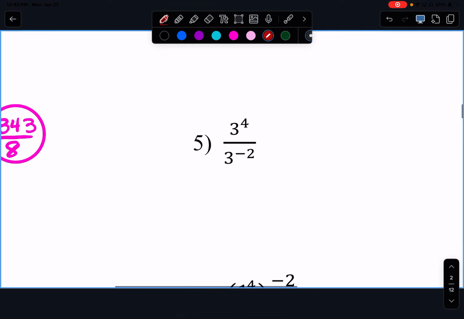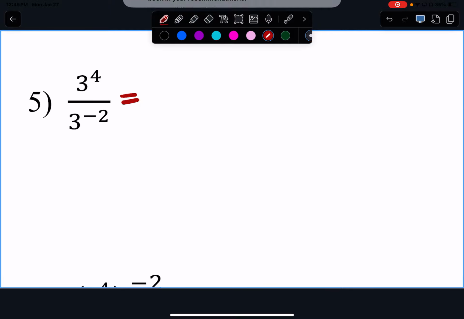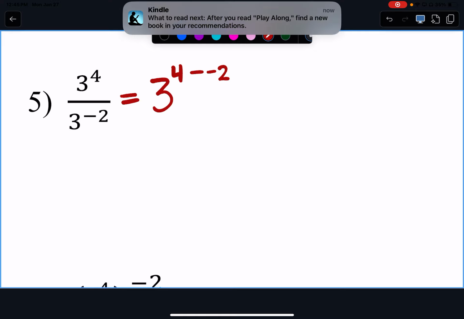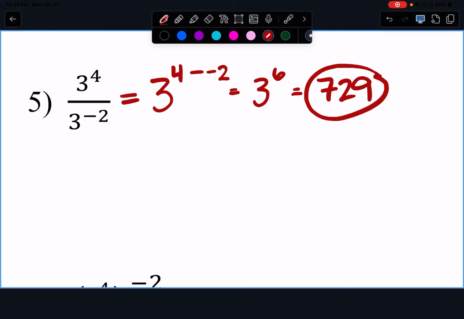All right, so let's look at number 5. We have division right there. So what does that mean we need to do with our exponents? Add, subtract, multiply? Subtract. So we'll do 3 to the 4 minus negative 2. What is 4 minus negative 2? 6. Just 6. And what is 3 to the 6th? 729. And that's our answer.